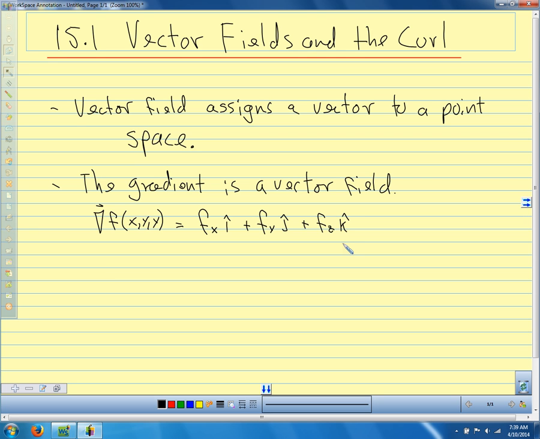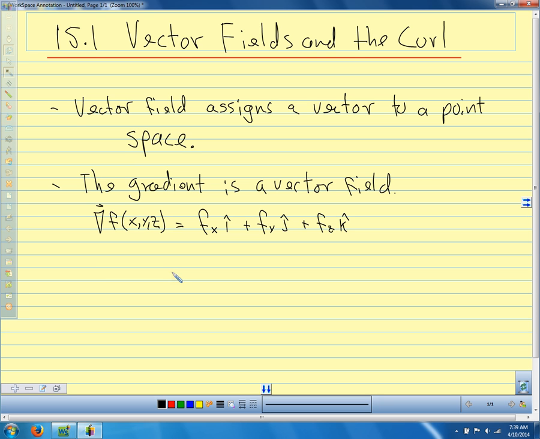And that, yes. You wrote x, y, y. Oh, x, y, z, thank you. I was just excited to be talking about the gradient again. So our gradient is a vector field. That's a vector field that we'll use quite a bit.